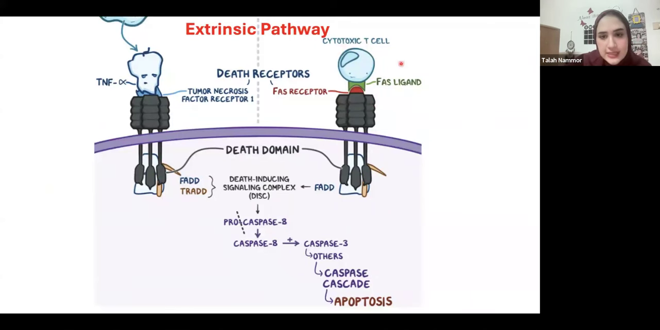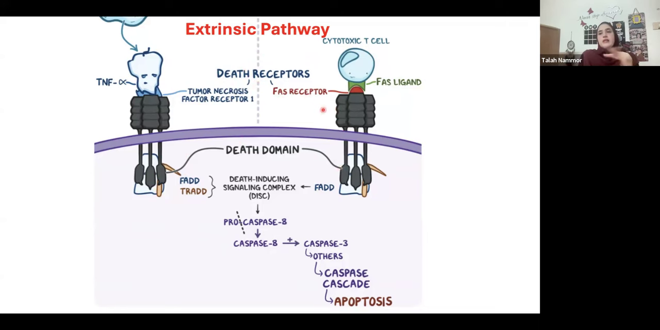Okay, so the cytotoxic T cell, you can see it right here. It expresses something called Fas ligand. Fas ligand is literally a death receptor. Sorry, it's not a death receptor. It's a ligand for a death receptor. Like you can see here, this is something else, but you can see how we have something on the cell itself called a death receptor.